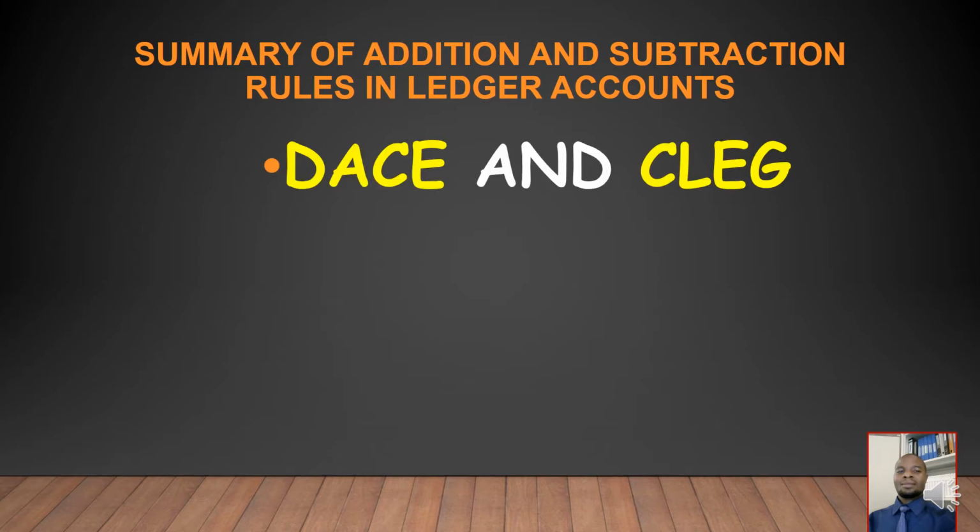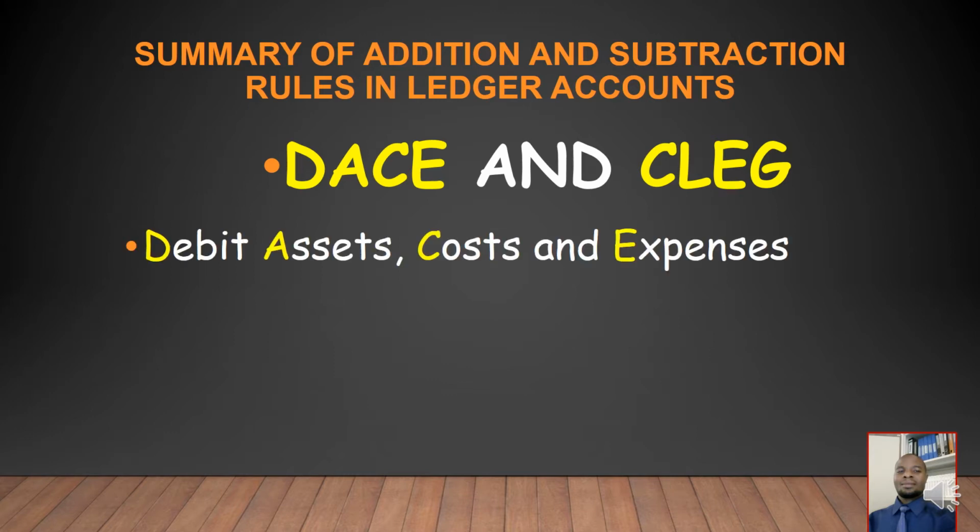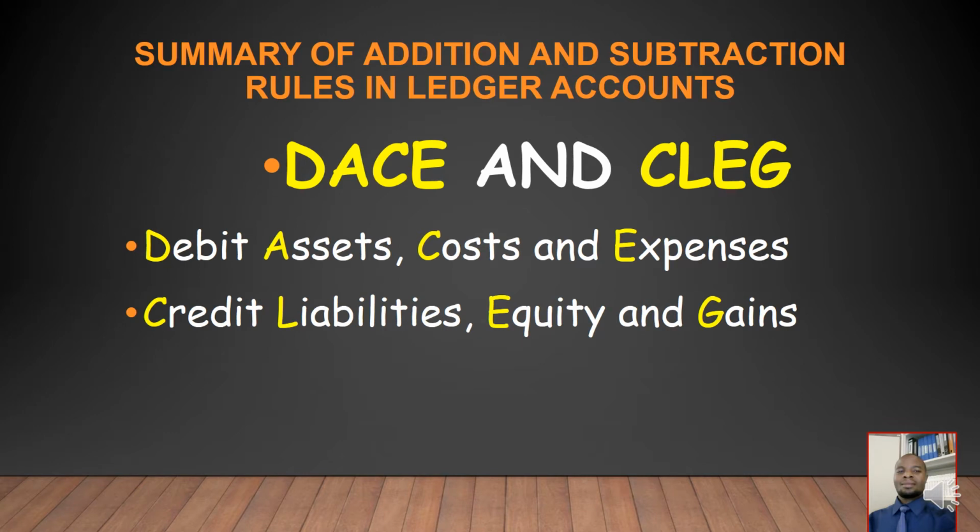Remember the 2 gentlemen that we discussed in the last video. We said these are the superheroes for our time, and these are the superheroes that will save the day. We called them Des and Clerk, and we said that these summarize all the rules of addition and subtraction that we would ever come across in accounts. We said that Des stands for debit assets, costs, and expenses, whereas Clerk stands for credit liabilities, equity, and gains.